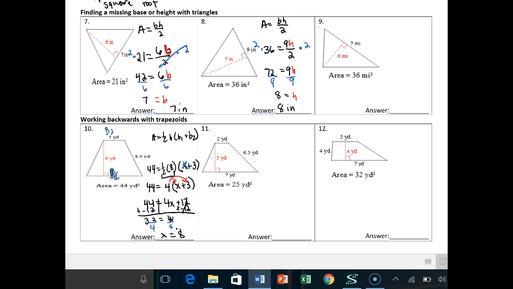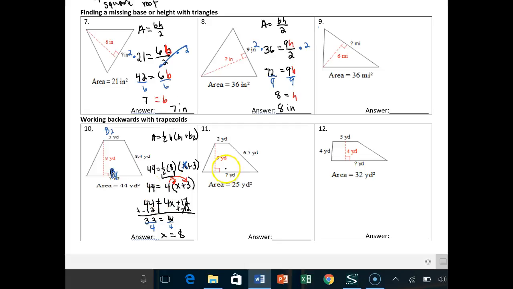Again, you could plug back in, and you could say, all right, I know that 1/2 my height times base 1 plus base 2, the sum of base 1 and base 2, will give me 44. Well, let's see. 1/2 of 8 is 4, times the sum of base 1, which I said was 8, plus 3, which is 11. So 4 times 11 is 44. Right? 11 and 12 are very difficult, but I want you to try and grind it out and use the kind of similar method that I use here.